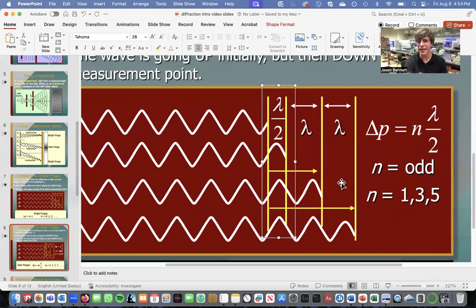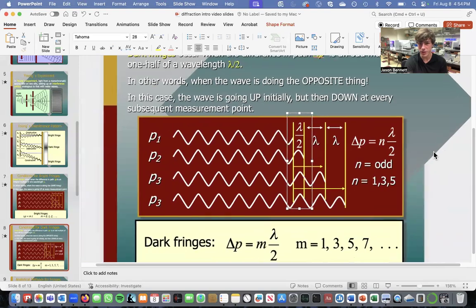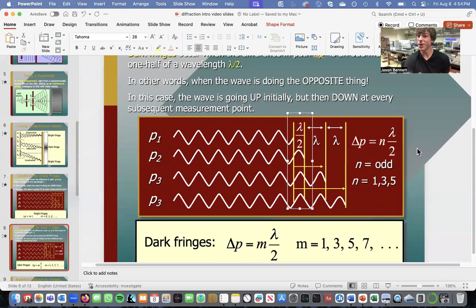So it may actually be a little bit easier to look at this as an equation. If we think about an odd integer, so this could be 1/2 of a wavelength or 3/2 of a wavelength, which would be what? One wavelength and half a wavelength, and so on and so forth. So it's any odd integer like that. So that's where the dark fringes happen. Turns out you can't really measure where the dark fringes happen, so this equation isn't super important.